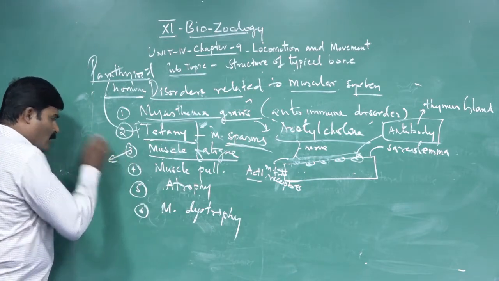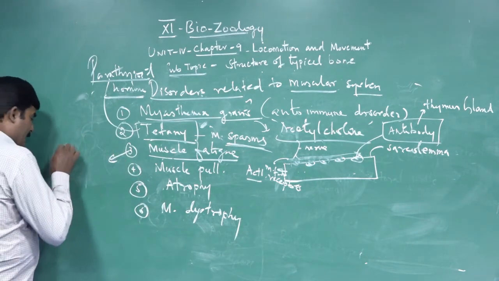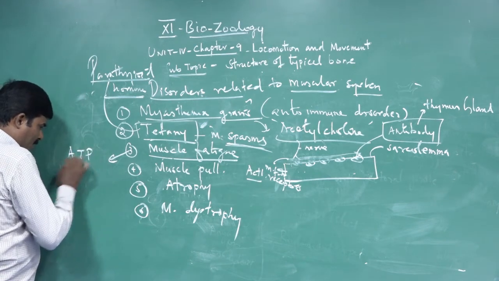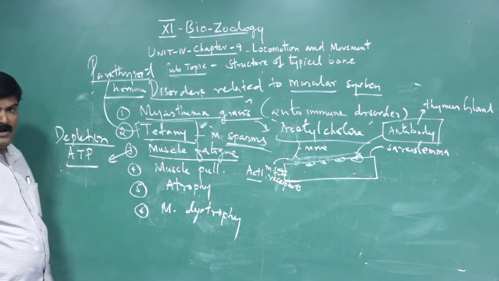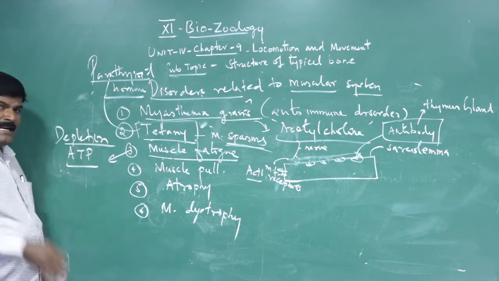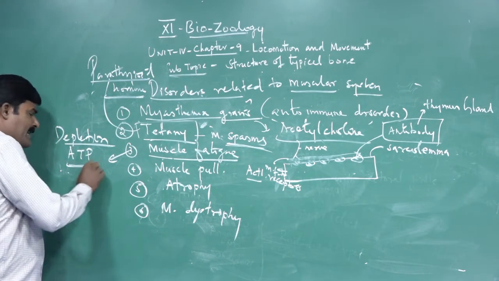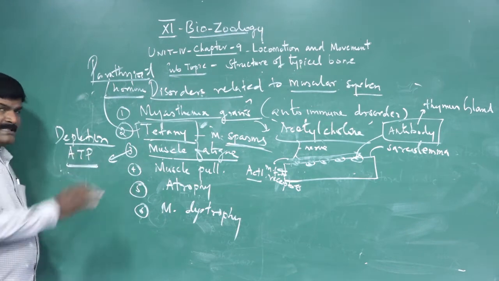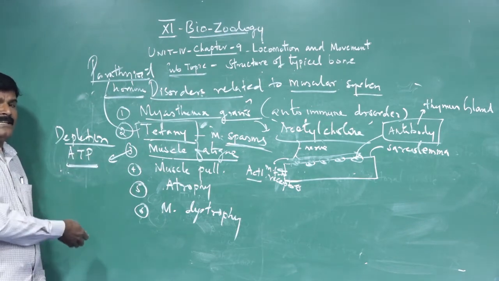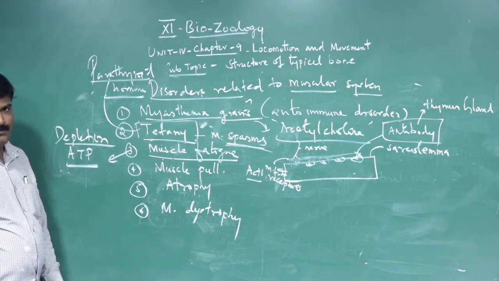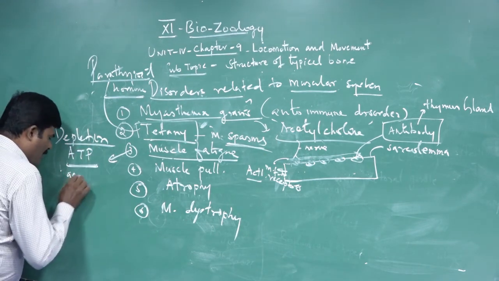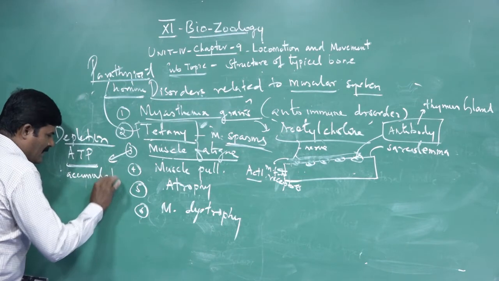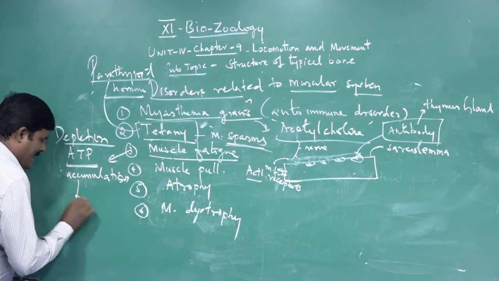This occurs due to the depletion of ATP molecules. Note it. Depletion of ATP molecules. Depletion means a decrease in the amount of ATP molecules. What is ATP? Adenosine triphosphate. ATP is one of the essential energy sources for muscle functioning. Depletion of the ATP molecules and accumulation of lactic acid.